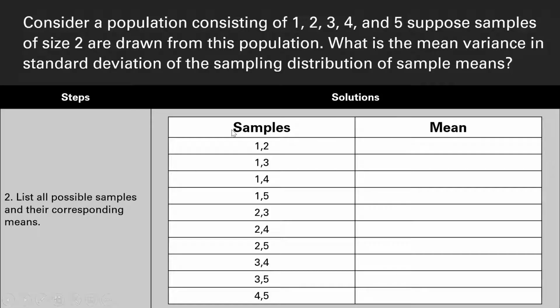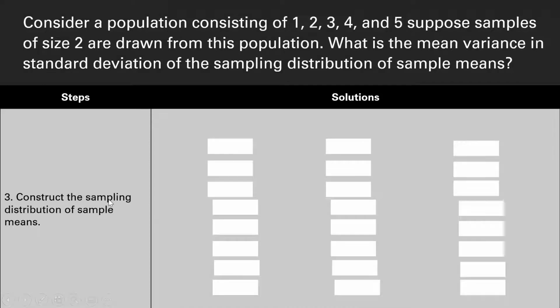Now, we're going to get the mean of each sample. So we're going to get the average of each sample. That is 1 plus 2 divided by 2, which is 1.5. 1 plus 3 divided by 2 is 2. 1 plus 4 divided by 2 is 2.5. 1 plus 5 divided by 2 is 3. 2 plus 3 divided by 2 is 2.5. 2 plus 4 divided by 2 is 3. 2 plus 5 divided by 2 is 3.5. 3 plus 4 divided by 2 is 3.5. 3 plus 5 divided by 2 is 4. 4 plus 5 divided by 2 is 4.5.